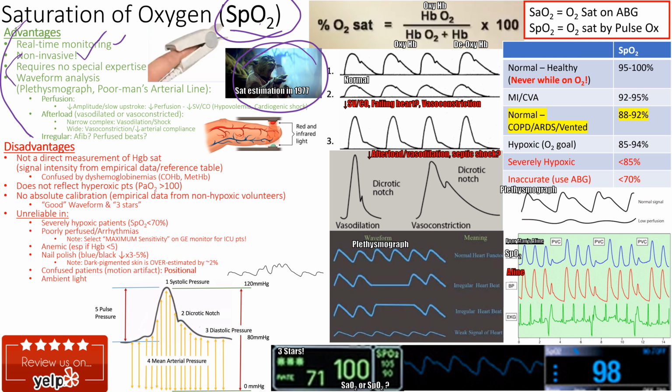So it requires no special expertise, right? Anybody can put a pulse ox on. You can buy it on Amazon right now, right? Doesn't require any kind of expertise. It punches out a number. You've got to know which number looks good. Okay. Some things we can do in the ICU, and also you can do on the floor as well.